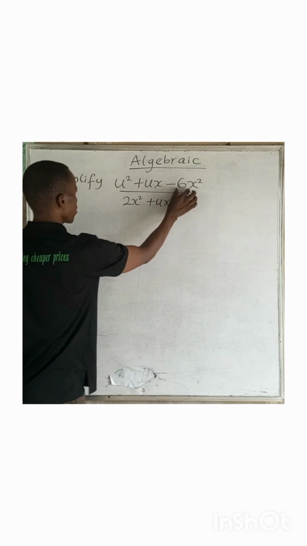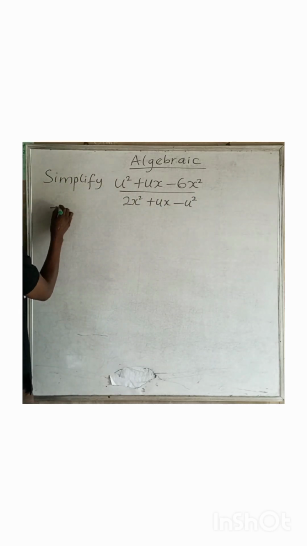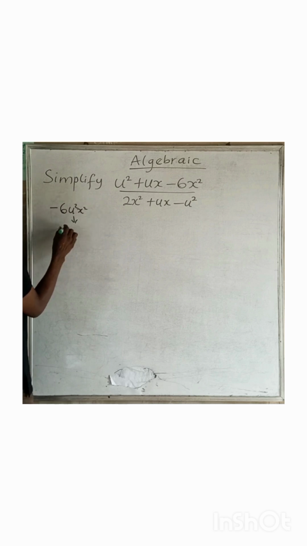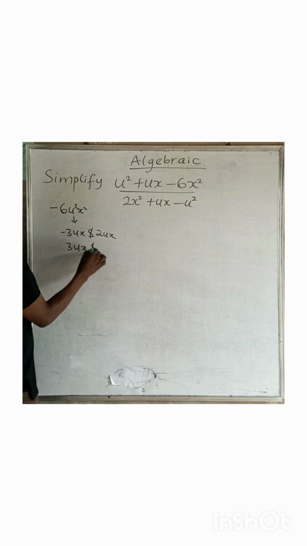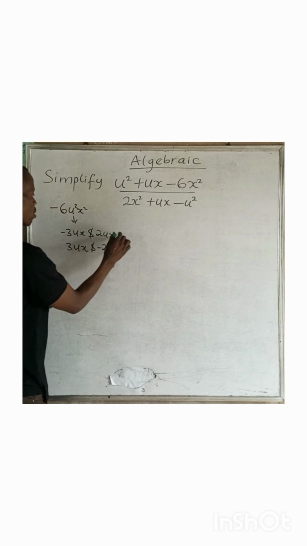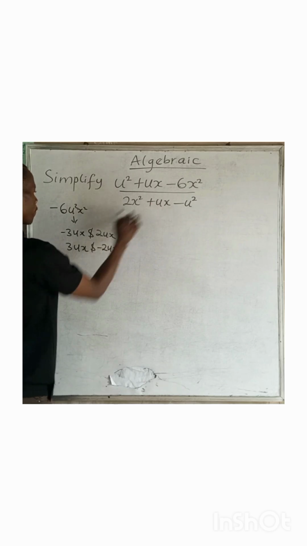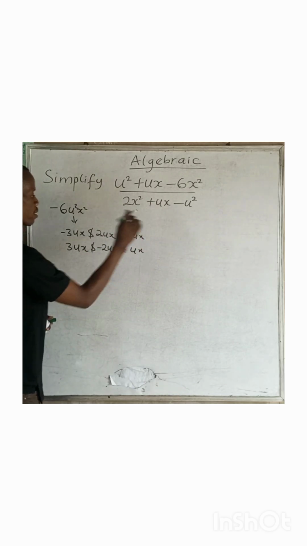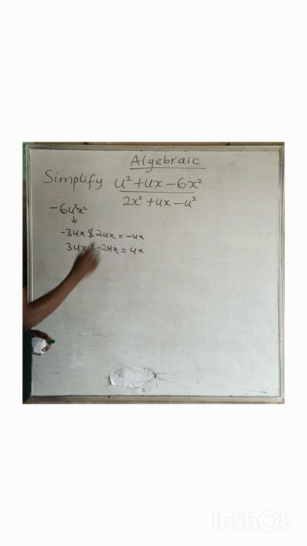Now, minus 6x squared multiplied by u squared is going to give us minus 6u squared x squared, which can be paired into 2 to become minus 3ux and 3ux and minus 2ux. When we multiply this, it gives us this. But when we add, this one will give us minus ux, but this one will give us ux. That means we apply this one because we have plus ux here.